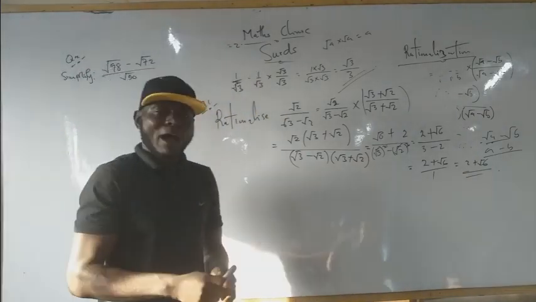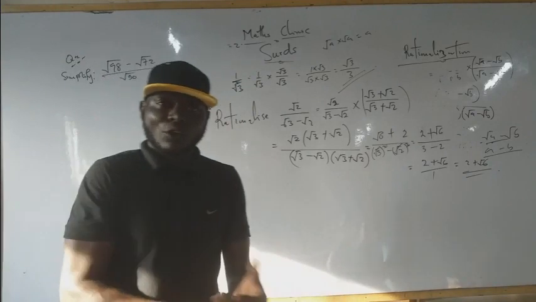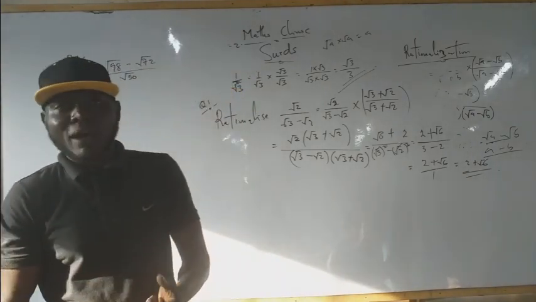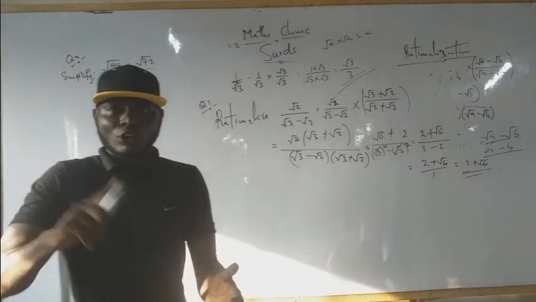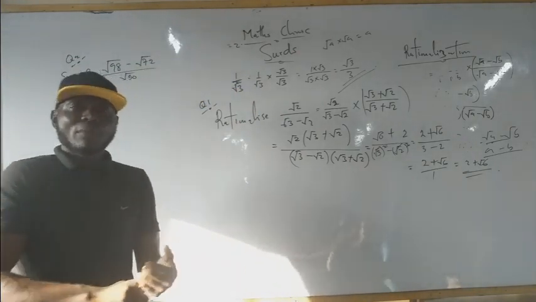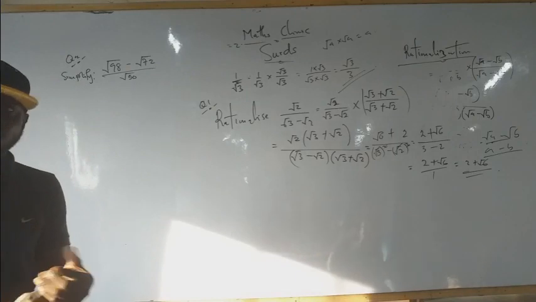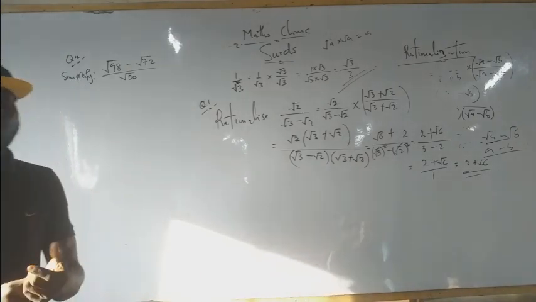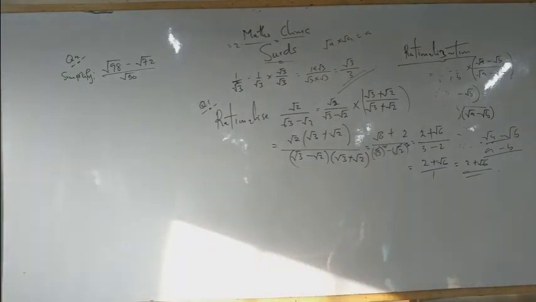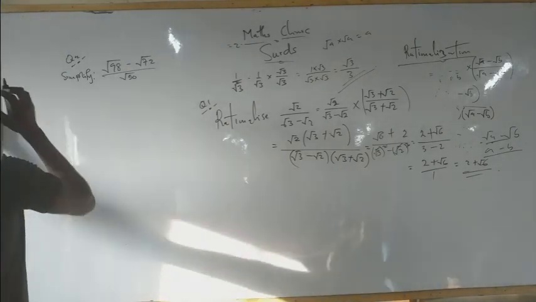25 is a perfect number. 36 perfect. 49 perfect. 64 perfect. 81 perfect. 100 perfect. 121 perfect. 144 perfect. 169 perfect. 225 perfect. 625 perfect, etc.